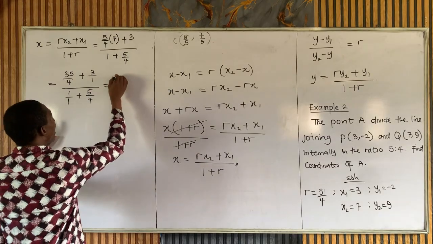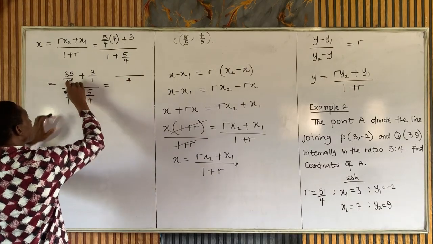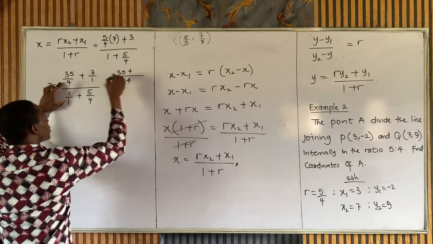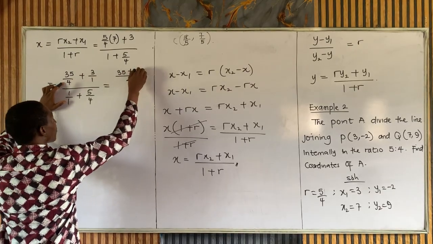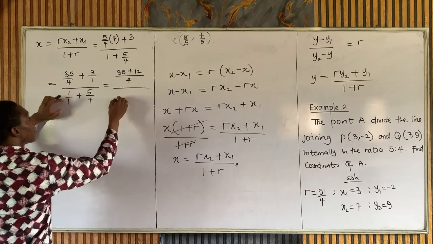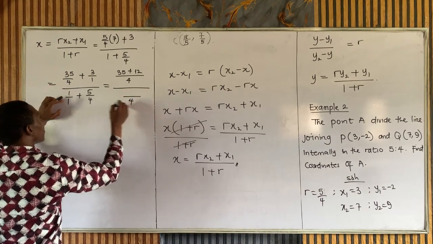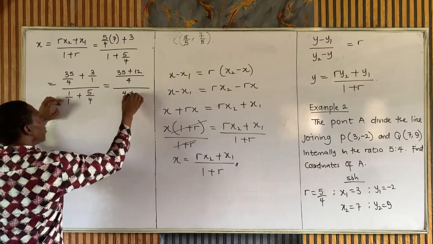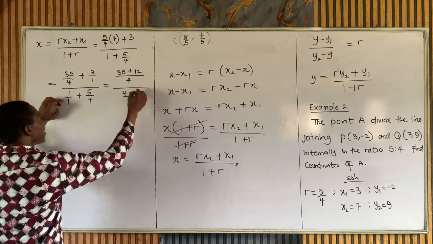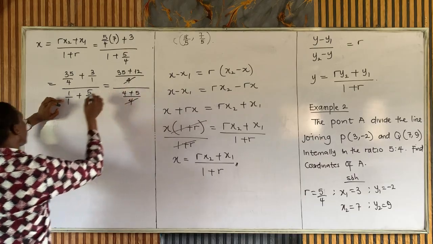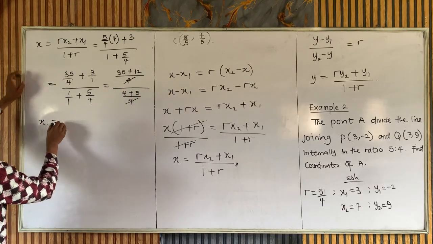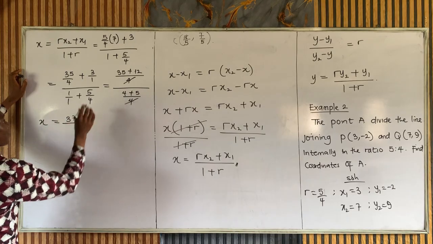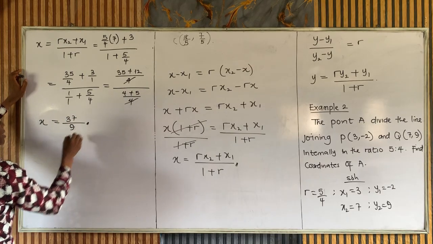Working on this, our LCM here is 4 for the numerator, and 4 in 4 is 1 times 35, that's 35, plus 1 in 4, that's 4 times 3, that's 12, all over LCM here is 4. 1 in 4 is 4 times 1, that's 4, plus 4 in 4, that's 1 times 5, that's 5. This 4 eliminates this 4, so we can now say our x is equal to 35 plus 12, that's 47, all over 4 plus 5, that's 9. This is the coordinate of x.